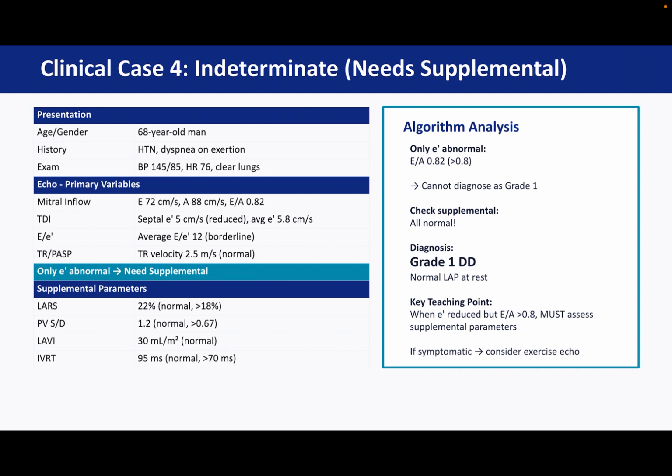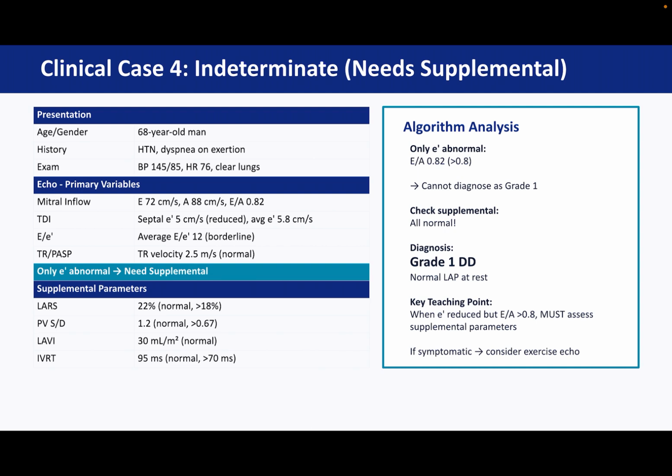Supplemental parameters in this case: left atrial reservoir strain of 22 is normal. The pulmonary vein systolic to diastolic ratio is 1.2, which is also normal. A LAVI, left atrial volume index, of 30, which is less than 34, which is also normal. In this case IVRT is 95, which is more than 70, which is normal as well. Therefore, all supplemental parameters were normal.